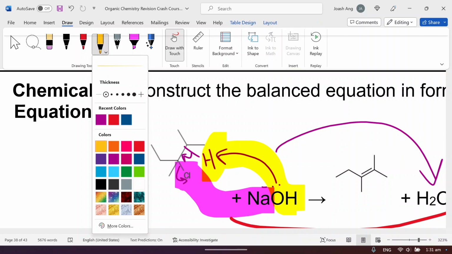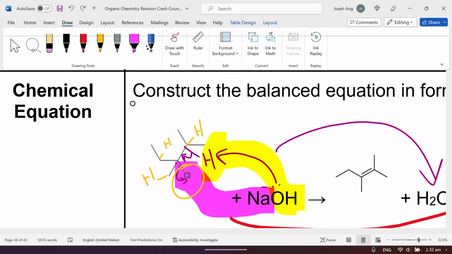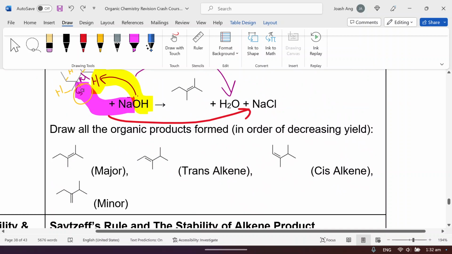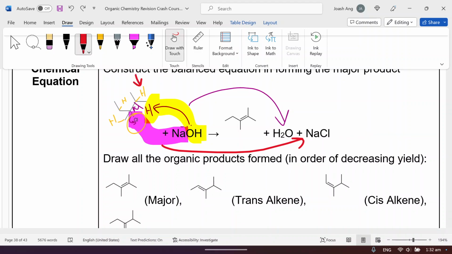Okay, so this is how you construct it. You can see that this Cl right here has hydrogens here, here, and here. So I have three possible hydrogen positions from which I can abstract the proton to form the double bond. That's why it results in many different organic products. If I abstract this proton right here, I will form the major product. If I abstract this proton right here, I will form this product, and take note, I can form the trans and the cis.